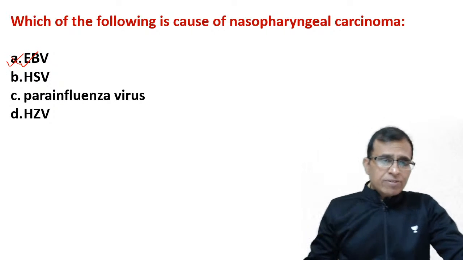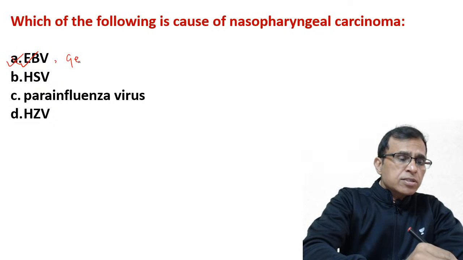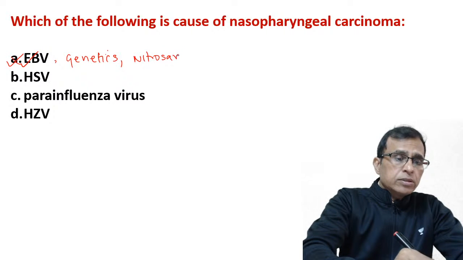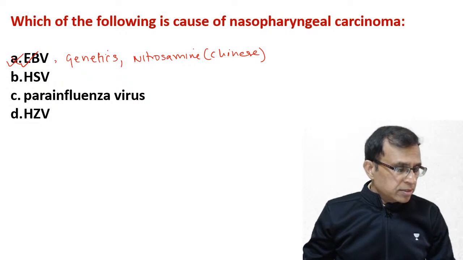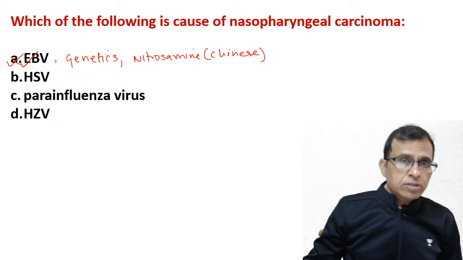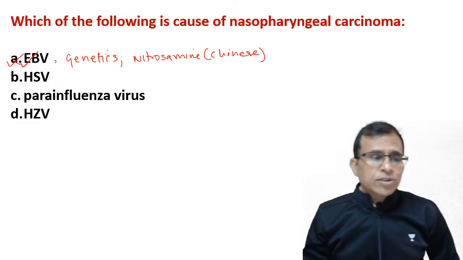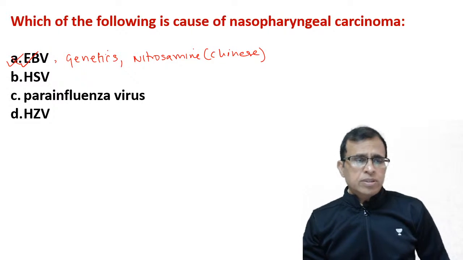So besides Epstein-Barr virus in nasopharyngeal carcinoma, we have genetics as a cause, people who are genetically predisposed, and a chemical called nitrosamine, which Chinese eat, and that's why this tumor is very common in Chinese people. Yes, lymphadenopathy also given, right? You're right, Levity. So all in all, it's an important tumor from the MCI point of view, this nasopharyngeal carcinoma.